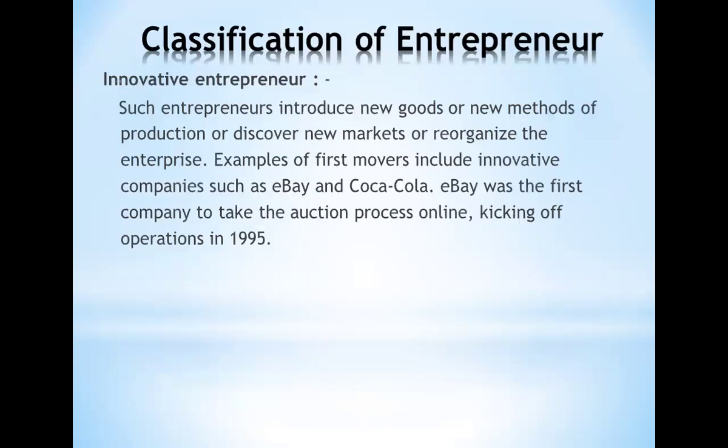Now, this is the classification of entrepreneurs. The first one is the innovative entrepreneur. Such entrepreneurs introduce new goods, or new methods of production, or discover new markets, or reorganize the enterprise. Basically, they generate novel ideas and unique products in the market. Examples of this innovative entrepreneur are eBay and Coca-Cola. eBay was the first company to take the auction process online.